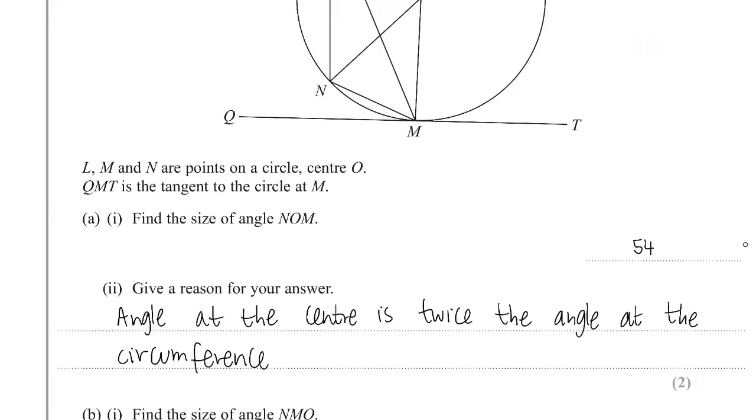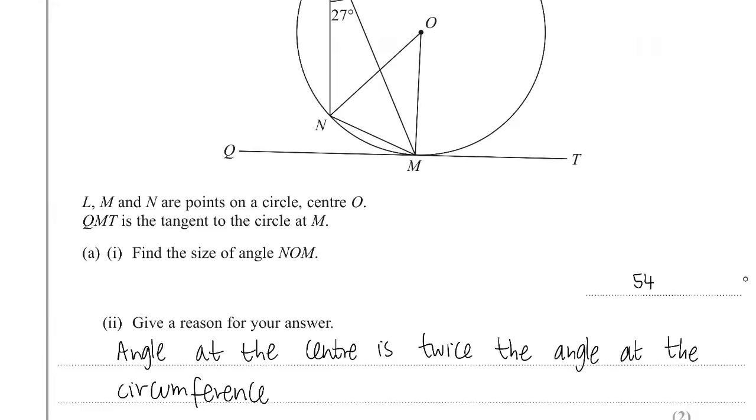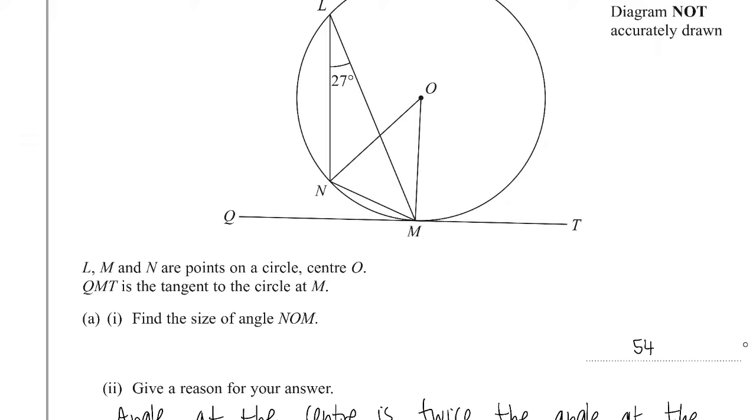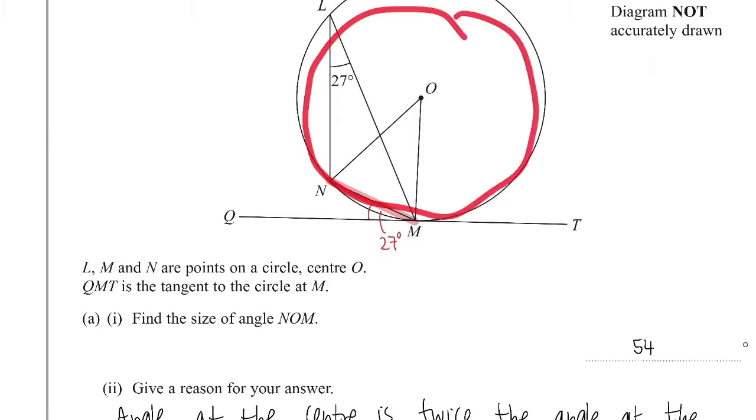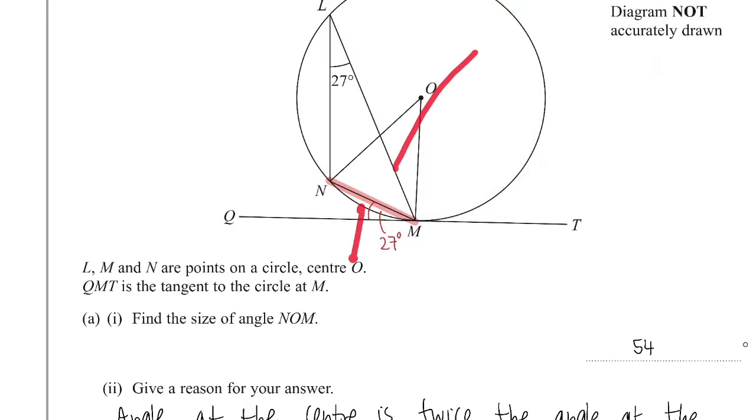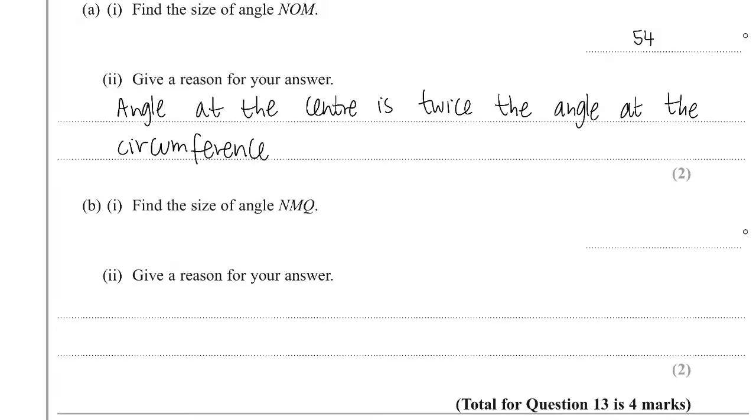We then need to find the size of angle NMQ. NMQ is the angle here. Well, this will be 27 degrees because of the alternate segment theorem. This chord here, NM, is separating the circle into two segments, and therefore NMQ is 27 degrees, and there is only alternate segment theorem.